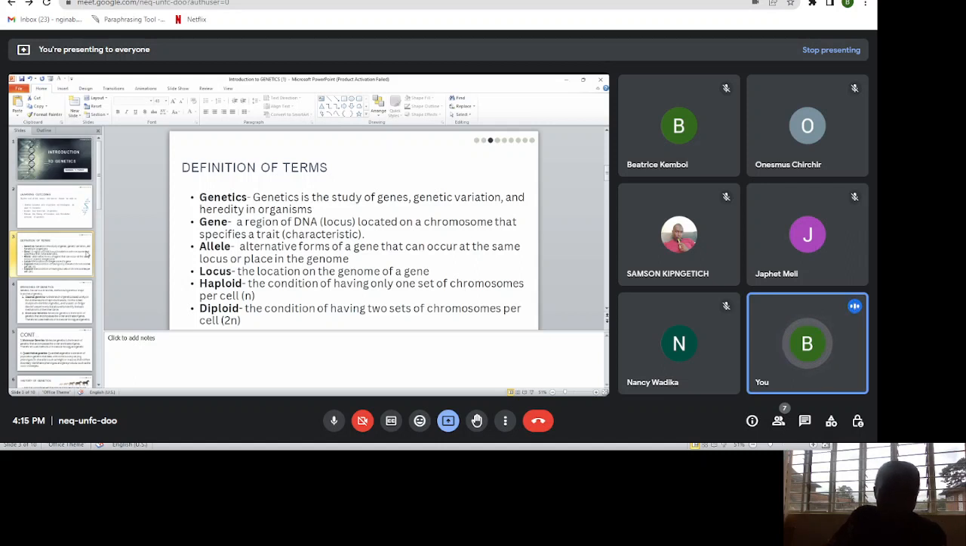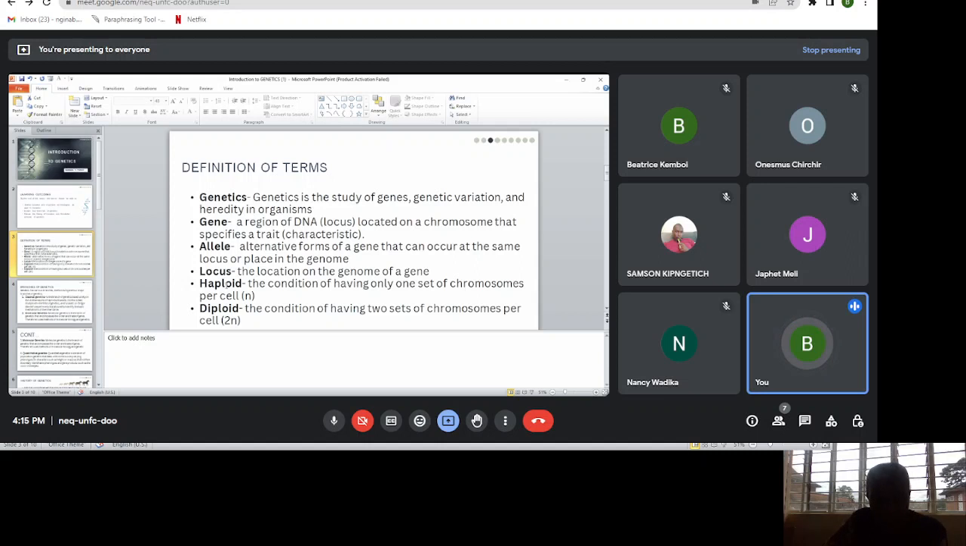Then the other term we're going to define is a gene. A gene is a region of DNA, which is known as the locus, located on a chromosome that specifies a trait, and a trait is normally known as a characteristic. Then the other term we'll define is an allele, which refers to alternative forms of a gene that can occur at the same locus or place in the genome. And a good example of this is a person who is a carrier of the gene of tallness and shortness. You find that if the gene of tallness is dominant, that is what is expressed.